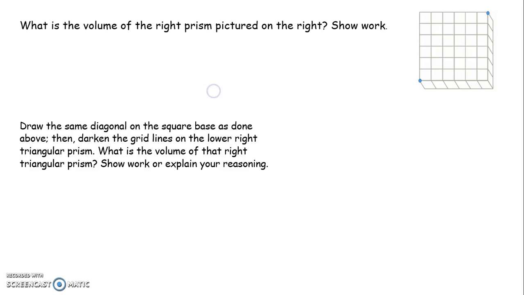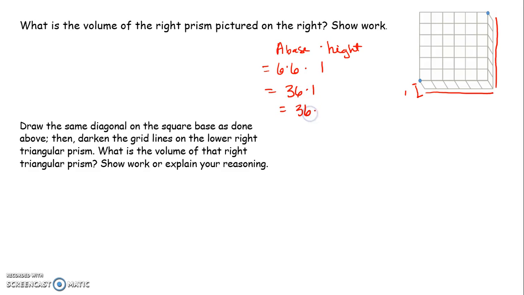All right, great. How is this going to help us with volume? So now it says, what is the volume of the right prism pictured here? So the volume, well, we know the area of the base times the height gives us our volume. So this was a 6 by 6 base. So the area of our base would be 6 times 6 times, what's the height? Oh gosh, it's just 1 unit tall. All right, 6 times 6 is 36 times 1. That would be 36. Now it's 36 cubes. Now we're talking about a volume. 36 cubes fill up this space.